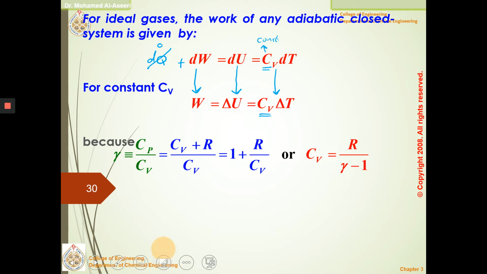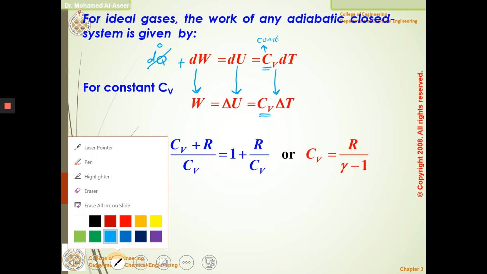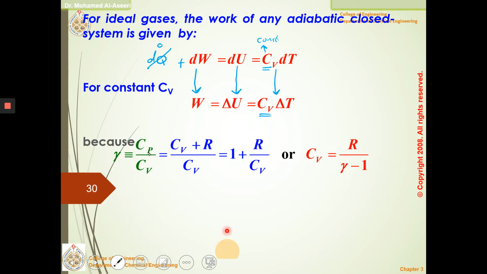Now gamma is Cp over Cv. What I did, I replaced Cp with Cv plus R. You can see there, right? Let me use the laser pointer so you follow with me. So the Cp itself is equal to Cv plus R. Now you can see here from this relationship that Cv over Cv here is 1, and what's remaining is R over Cv. Now can we rearrange this equation? Yes, we can. Okay, what it says here, it says that gamma is equal to 1 plus R over Cv.